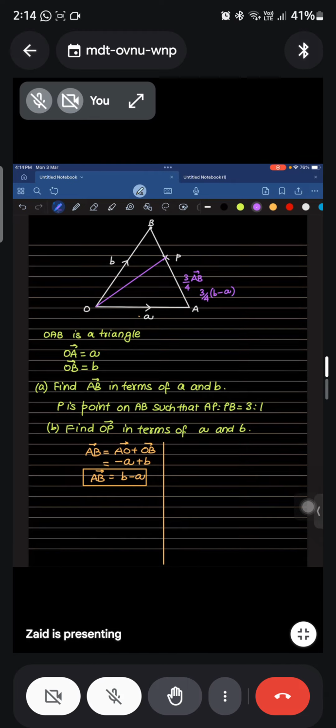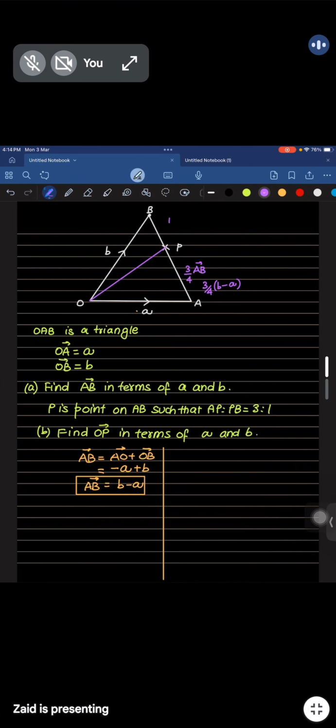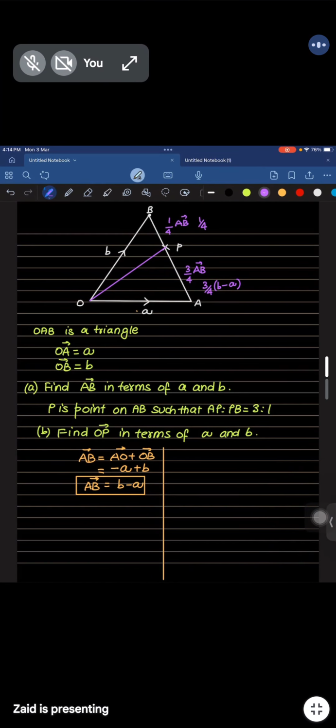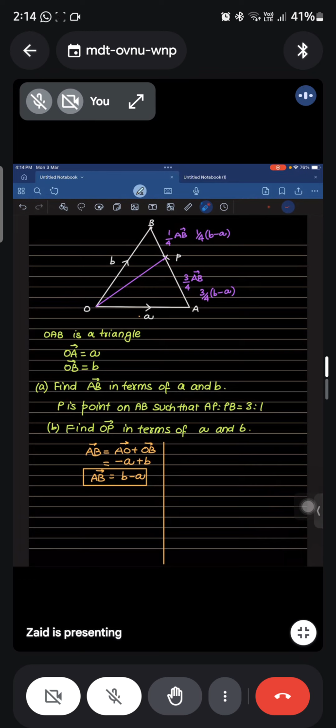And BP, the other part, is 1 upon 4. This ratio is 1, and the total parts are 3 plus 1, 4. So it's 1 upon 4 of the whole length AB, or I can write it as 1 upon 4 of B minus A. I repeat, this whole length has been cut by a point P and divided into two parts. One is PA, which is 3/4 of this whole line, and one is 1/4 of this whole line. Usually they make you calculate the whole length in the previous part. This is a trend. They asked you to find AB previously, so now you know the values of AP and BP.